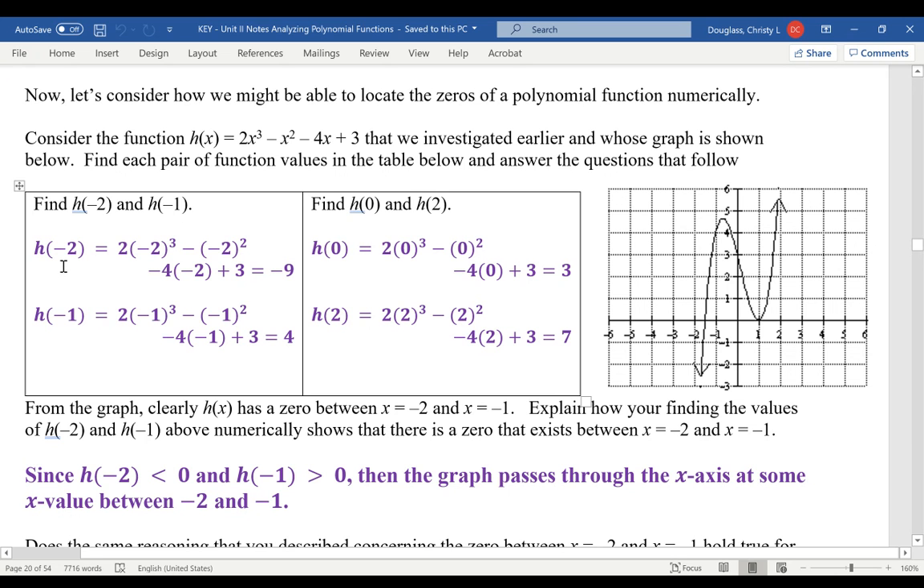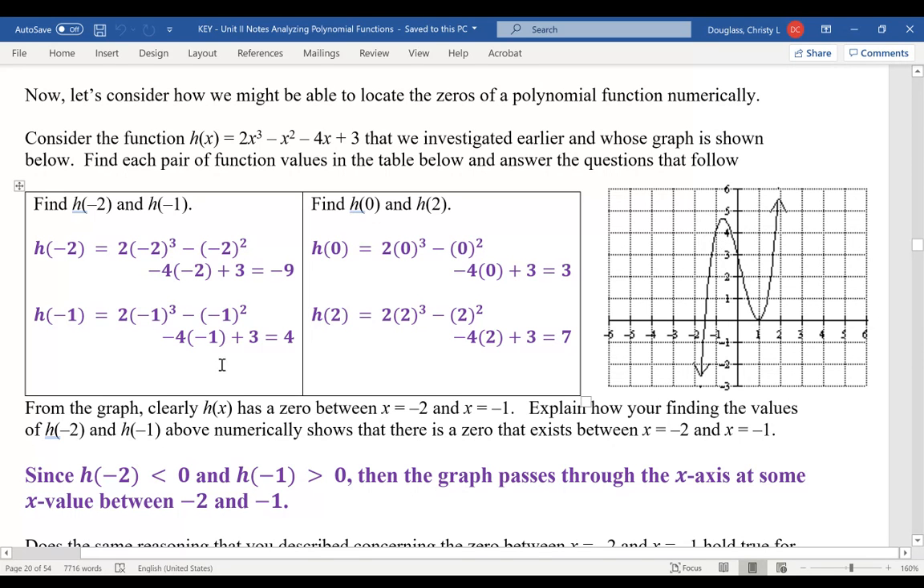In the first box, we are asked to find h of negative 2 and h of negative 1. When I substitute negative 2 into the polynomial function, I get an answer of negative 9. This represents the point negative 2, negative 9 on the graph. This point will be clearly below the x-axis. When I substitute negative 1 into the function, I get a positive value of 4. That represents the point negative 1, 4 on the graph, which we can kind of see here.